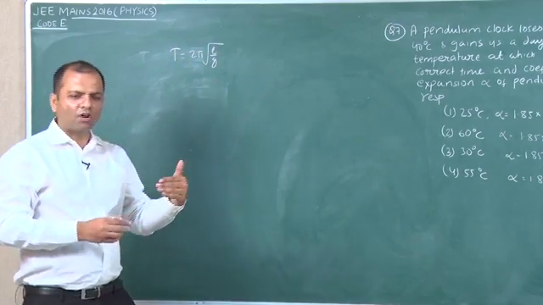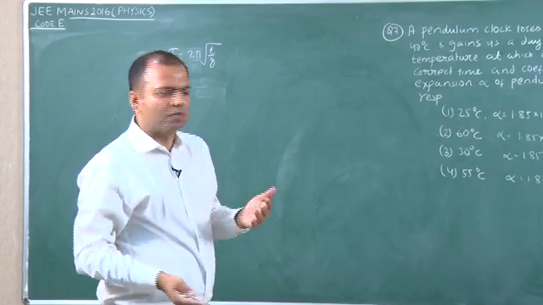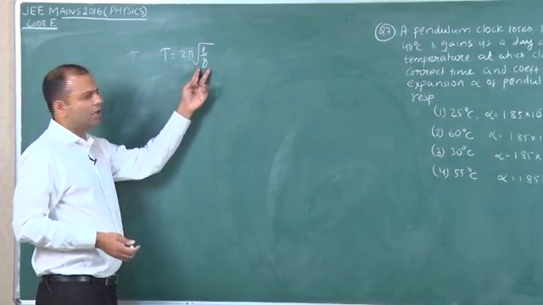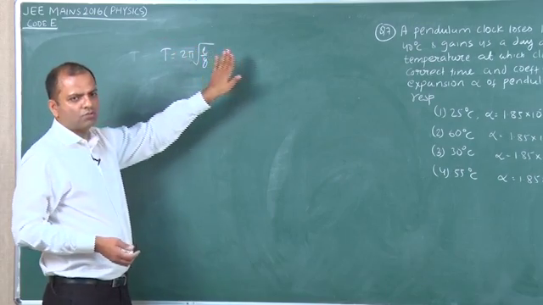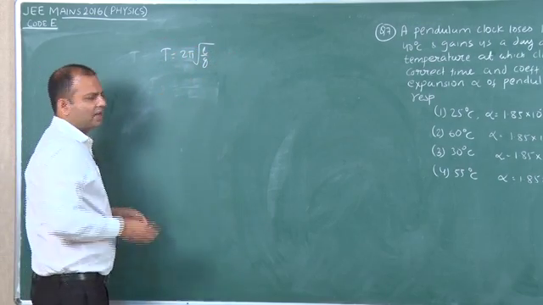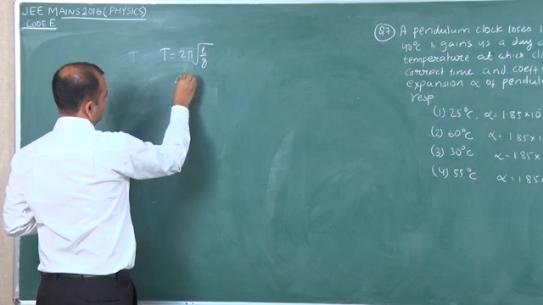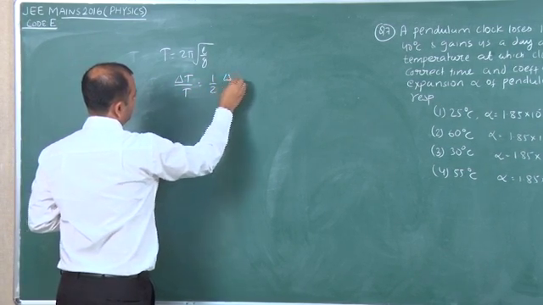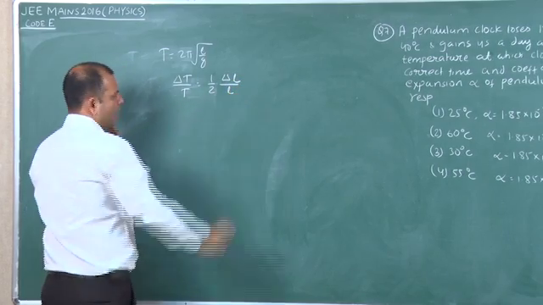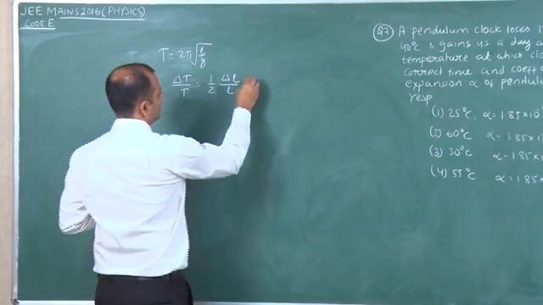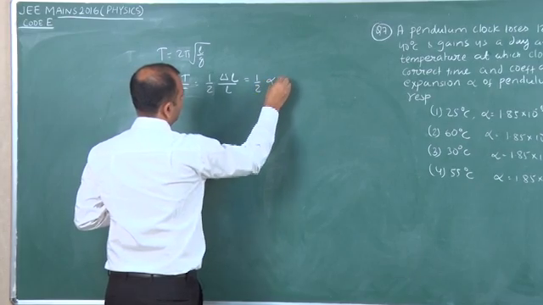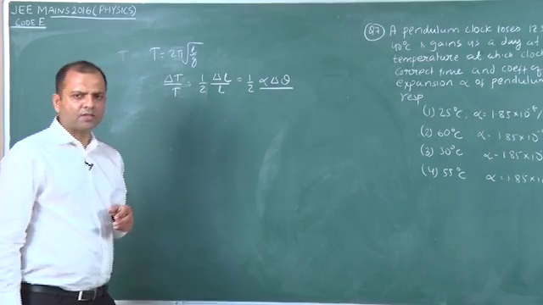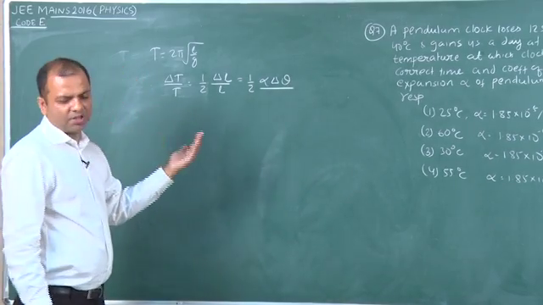We are not moving the clock from one point of earth to another, or we are not increasing the height or depth. So, there is no question of g changing. We can treat g as a constant. So, you can see that T is some constant into root L. Take log on both sides and a simple differentiation will result in delta T by T equal to half delta L by L, and delta L by L would be equal to alpha delta theta, where alpha is the coefficient of linear expansion and delta theta is the change in temperature.